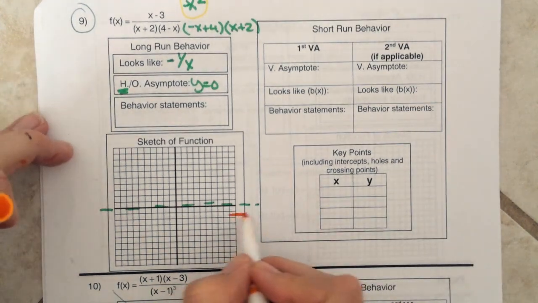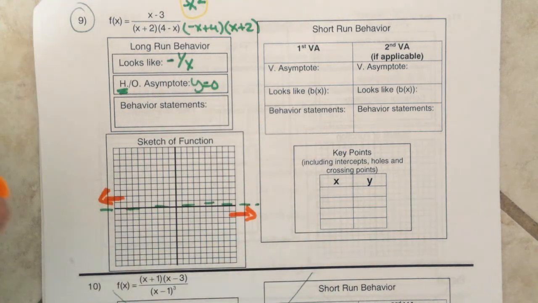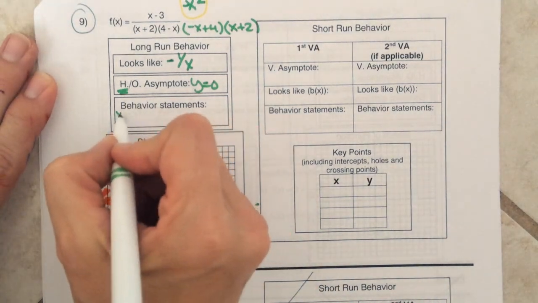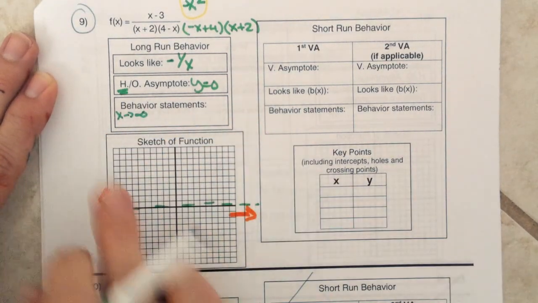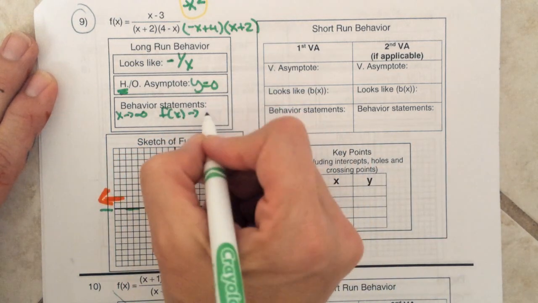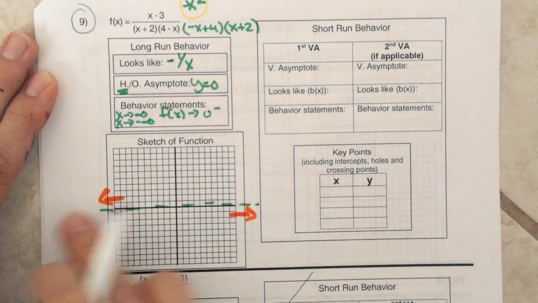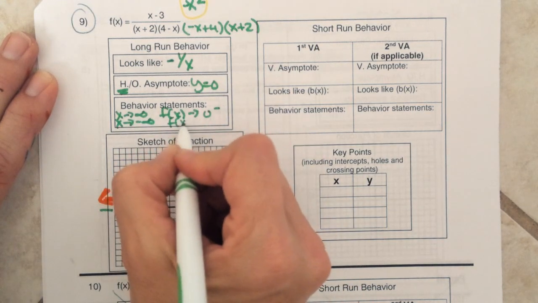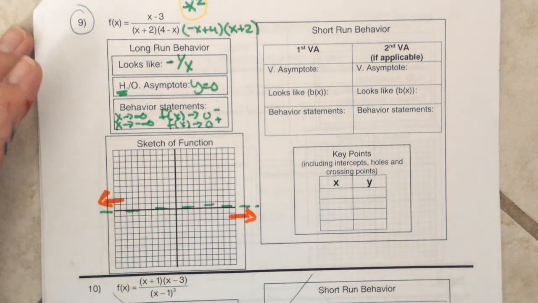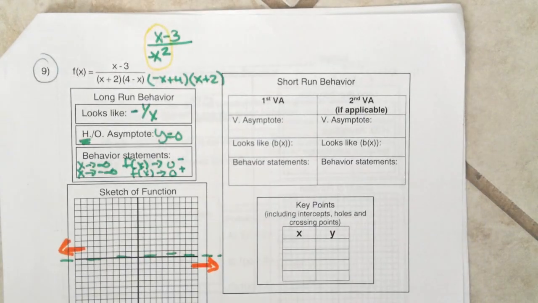It's going to be below on the right because it's negative, and above on the left. My behavior statement is going to say, as x goes off to the right to positive infinity, my graph lies below the 0. And as x goes off to negative infinity to the left, my graph is going to be above the 0. Okay, so that's the long run behavior. Again, that's what we did on Tuesday, so that should be getting a lot easier now.